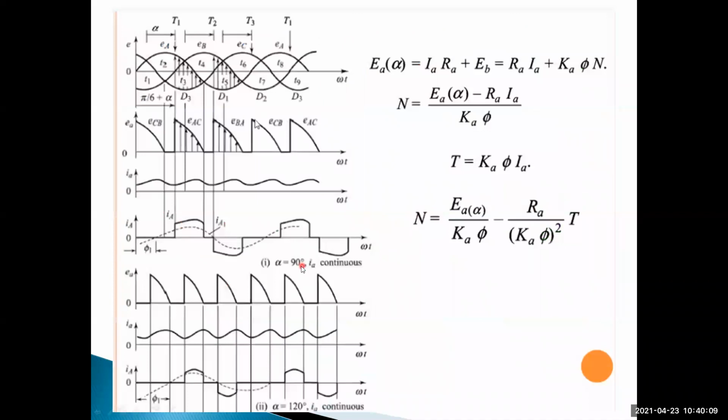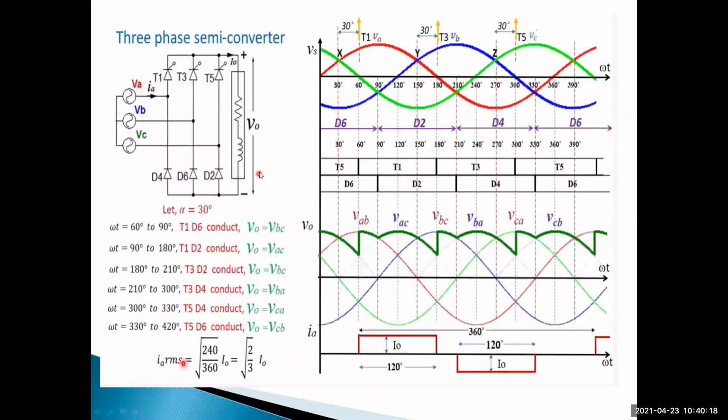So for alpha equal to 90 degrees, these are the waveforms. For alpha less than or equal to 60 degrees, the output voltage is continuous. So we will get a continuous output voltage waveform like this, when the triggering angle alpha is less than or equal to 60 degrees.